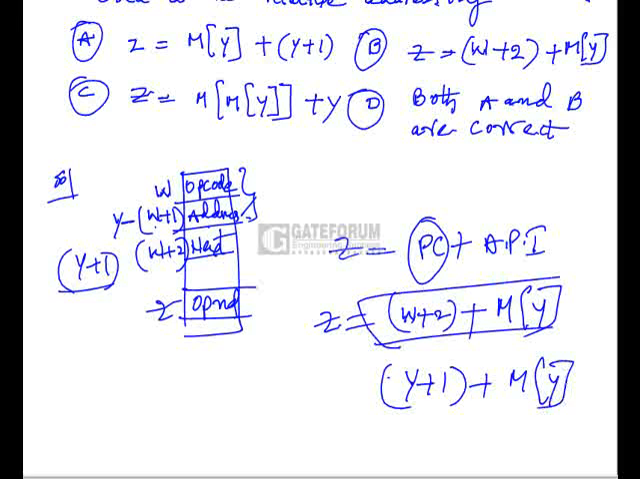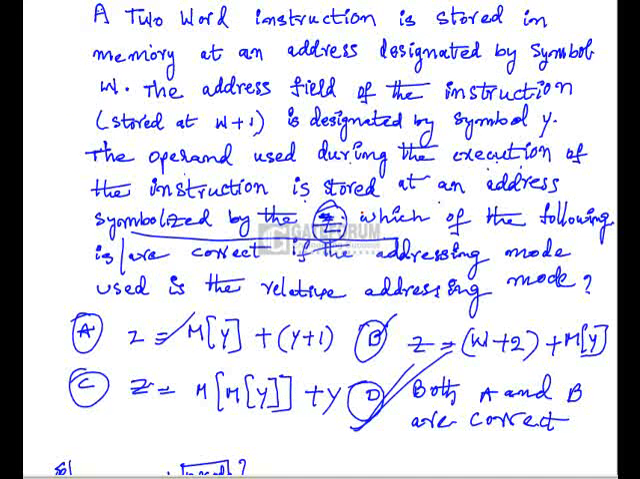So W+2 plus M of Y is there in the option B, and Y+1 plus M of Y is there in the option A. So both A and B are correct. Option D is the correct here because one or more may be possible here, because the question says which of the following statements is/are correct. That's why both A and B are correct. D is the right option here.